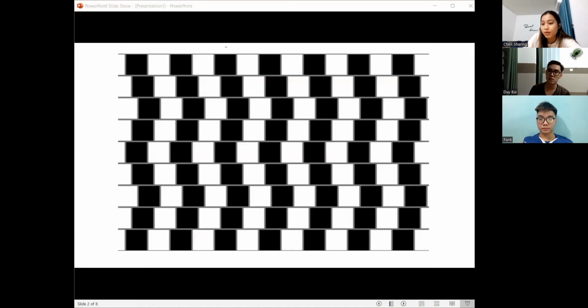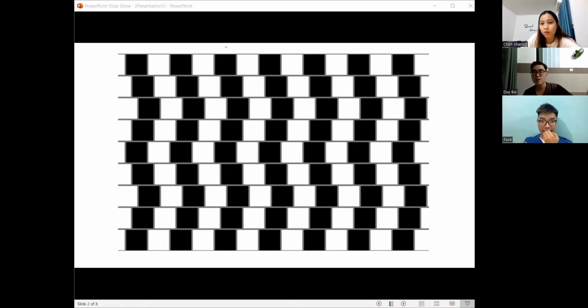This is the famous image. This is the cafe wall illusion by the psychologist Richard Gregory in the 1970s. This classic type of optical illusion dates back to the late 1800s. You probably find it just black and white, but when you look, the black and white lines are actually parallel.